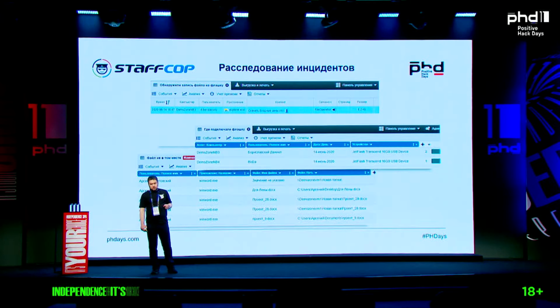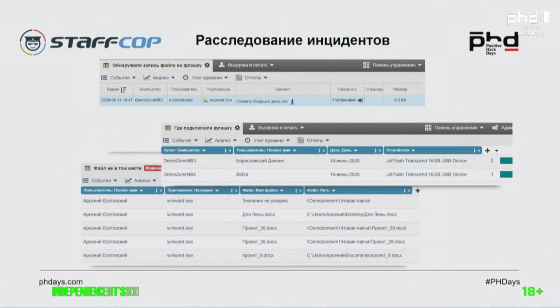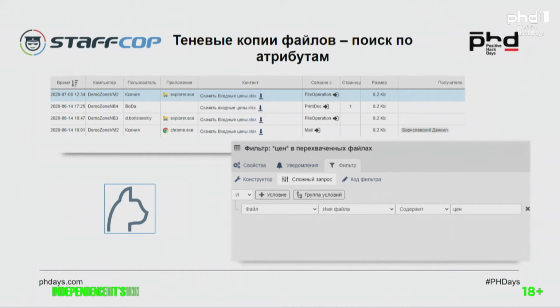How does it work? For example, here are screenshots from our system, and we can see that there are some traces. A certain employee sent a file out of the company. He copied it on a USB key. He connected it to some other computers, and that will help us to investigate. Then attribute search. This is how it looks like.